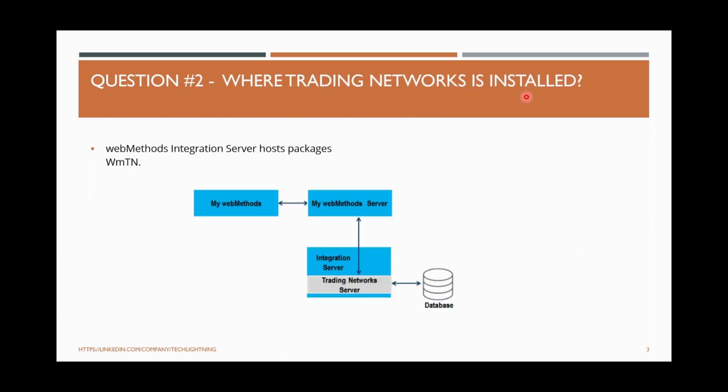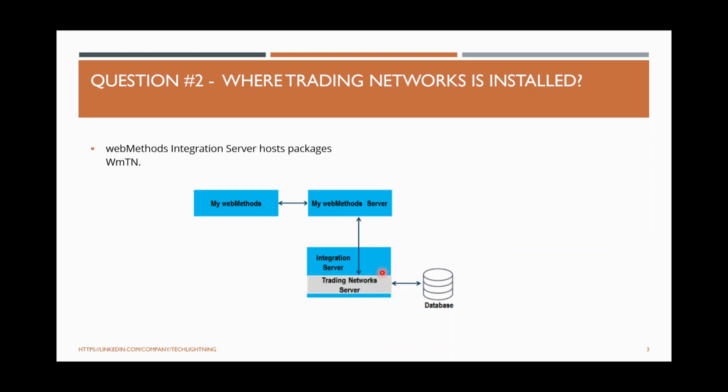I'll move on to the next one, where is Trading Networks installed? If you look at this diagram, the Trading Networks server is installed on top of your Integration Server only. Inside Integration Server, you will have something called the WMTN package, that is nothing but your Trading Networks. And whatever we create in this Trading Networks component, mainly the profiles or any other information, gets stored in a database, so it needs database connectivity.